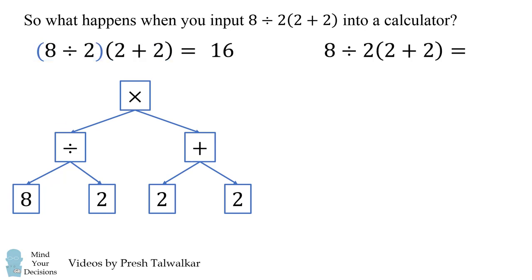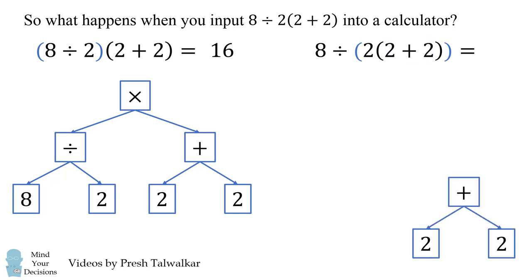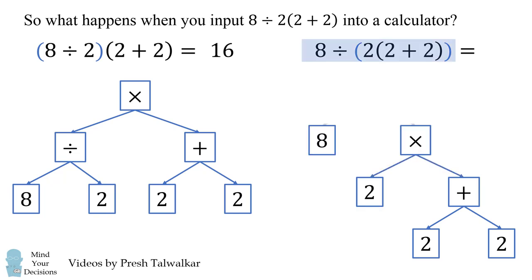But there is another way you could interpret this expression if you put a parentheses right here. This binary expression tree will look very different. At the very bottom we have 2 plus 2, we then take 2 multiplied by this result, and then we take 8 divided by this result. This would give the answer of 1, but that's not how most calculators will do it.